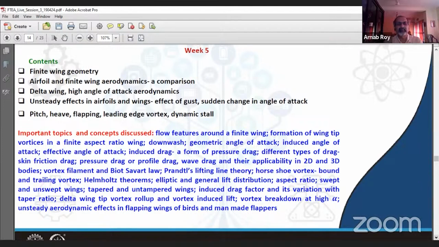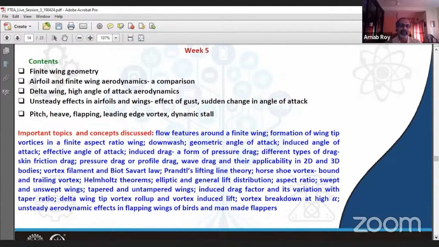And of course, basic understanding of the Biot-Savart law, vortex filament concept, how Prandtl developed his lifting line theory based on these concepts, and how does the horseshoe vortex, comprising of the bound and trailing vortex, help us model flow across a finite lifting surface.